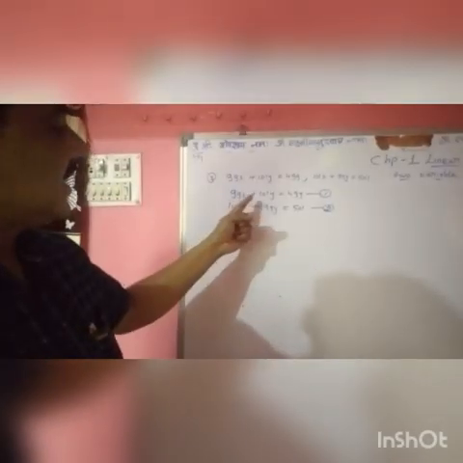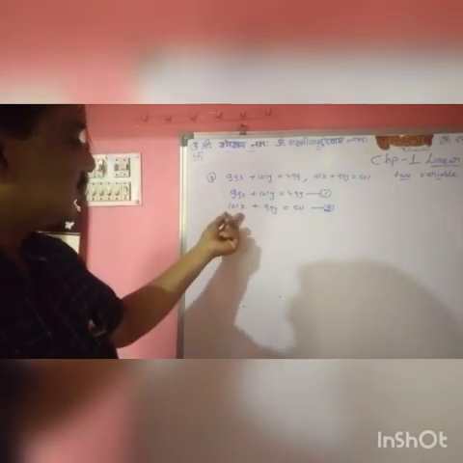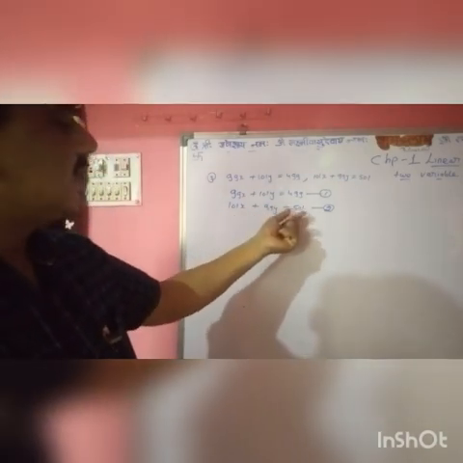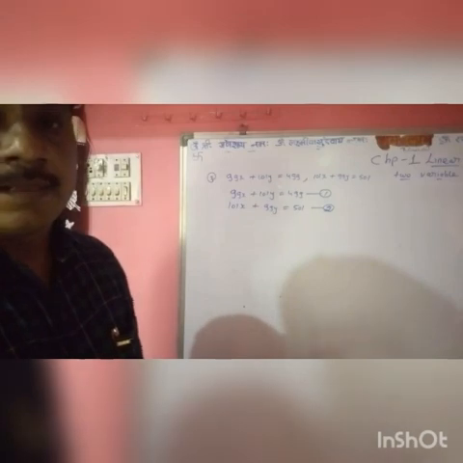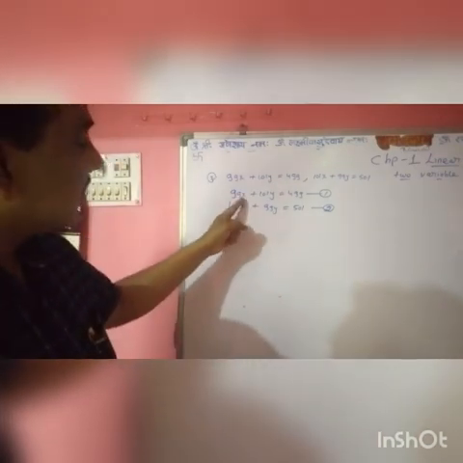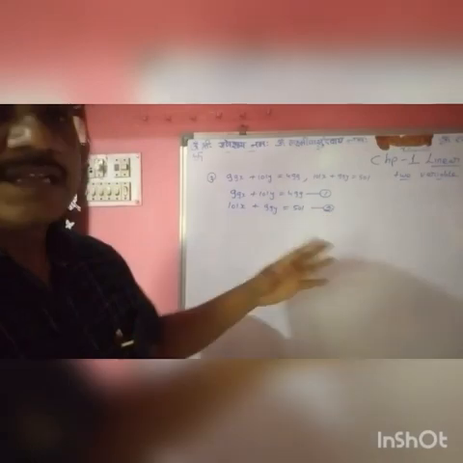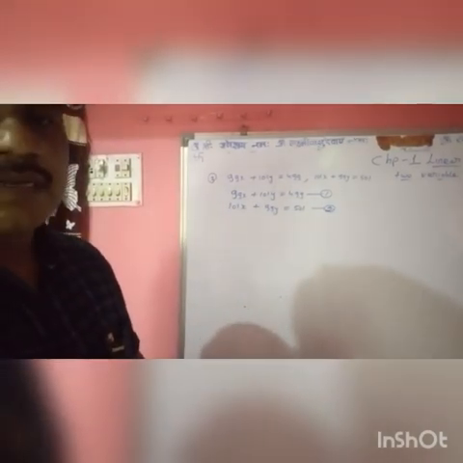This is 99x plus 101y is equal to 499, and 101x plus 99y is equal to 501. I have explained to you to make it equal. Now, make it equal means what? In front of x there is 99 and in front of x there is 101. When we multiply these numbers, you will get a huge number. There will be confusion.